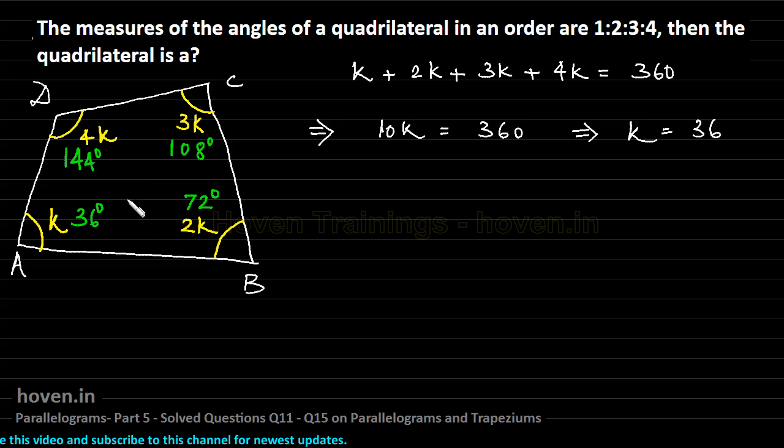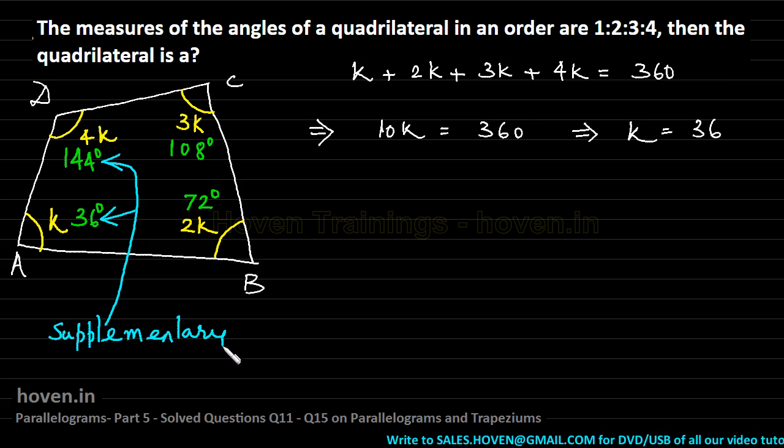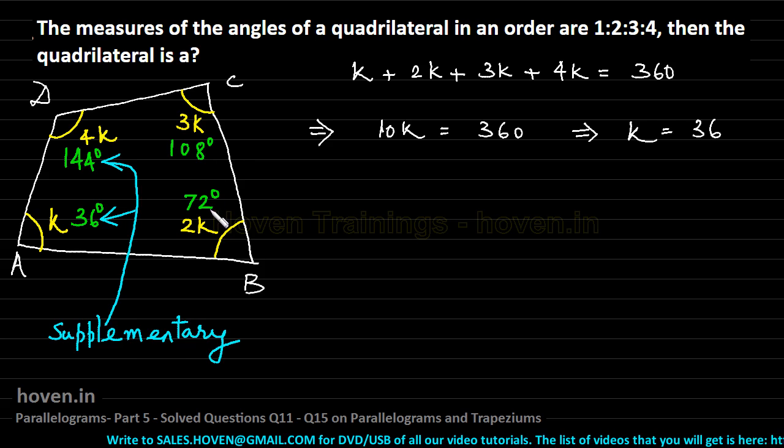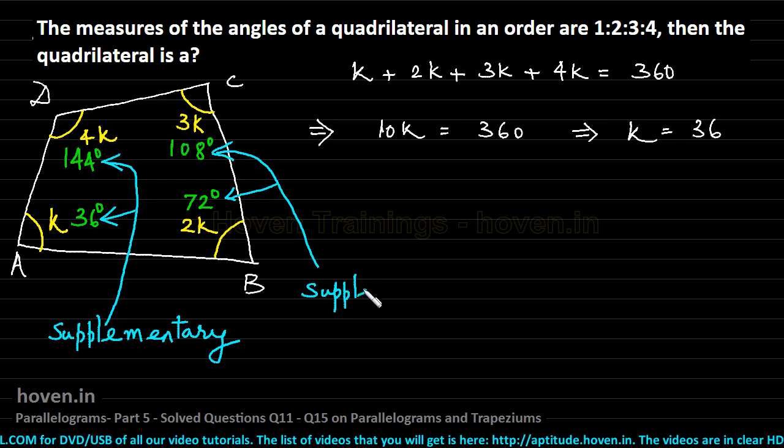So we can make some observation here. This is 36, this is 144. They add to 180 degrees. 6 and 4, 10, and 7 and 1, 8, and 180 degrees. So what we can say is that this angle and this angle, they are supplementary. And similarly, 108 and 72 are also supplementary. So we will mark this and this also as supplementary.